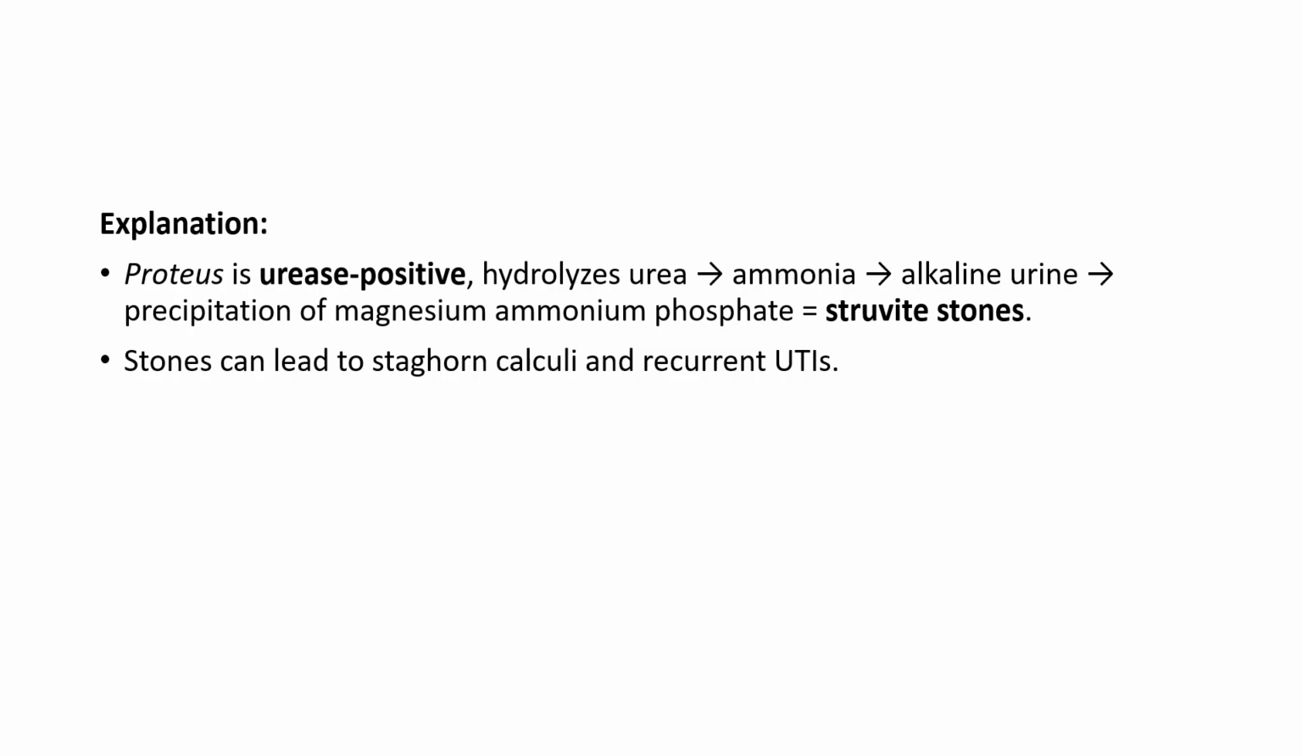Proteus species are urease positive. They hydrolyze urea to ammonia, which results in alkaline urine. This leads to precipitation of magnesium ammonium phosphate, which leads to the formation of struvite stones, also called the staghorn calculi. These stones can perpetuate infection and cause urinary obstruction. Other options like bladder cancer, glomerulonephritis, interstitial cystitis are not directly related to Proteus.